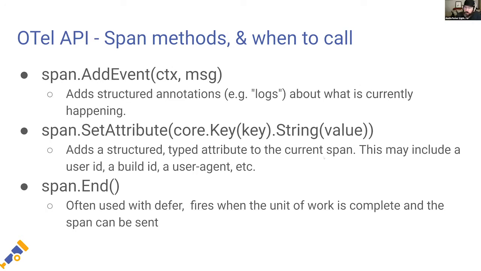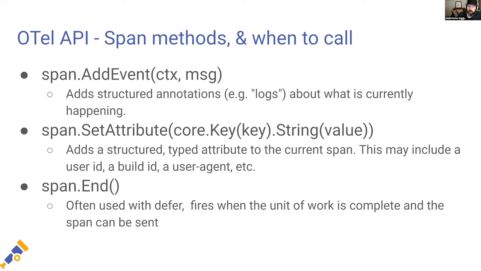There are three other things that are really important. One is add events. So we talked about events before. This lets you add structured annotations or logs about what's currently happening. A good example of when you might use this, and an interesting property of events in the context of spans, is when you create an event on a span, it records a timestamp, but that timestamp is displayed as the time elapsed from the start of the span.